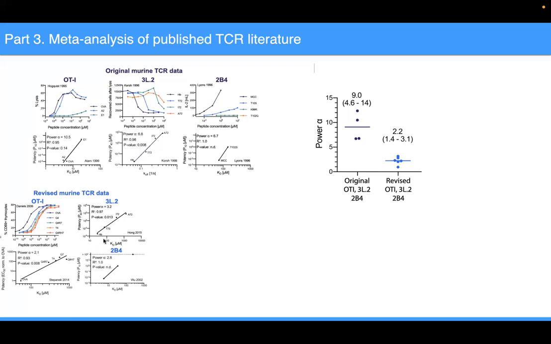And so when we took the new affinity measured here shown on the x-axis, using the original potency measures from these papers, we found that the discrimination power now was a lot smaller. For example, for the OT1, it was reduced to about 2, which is what we were getting. And that's shown here. There was an average of about 2.2. So it was a lot more consistent with our data. So we were quite pleased with this.